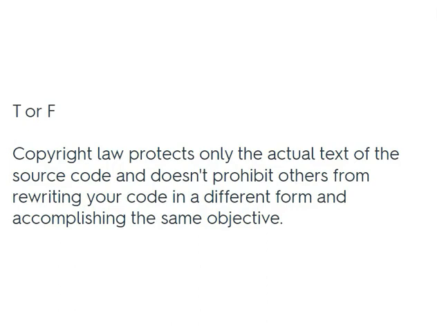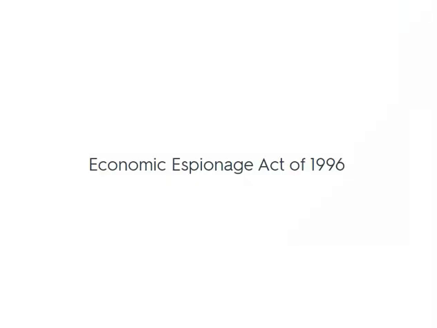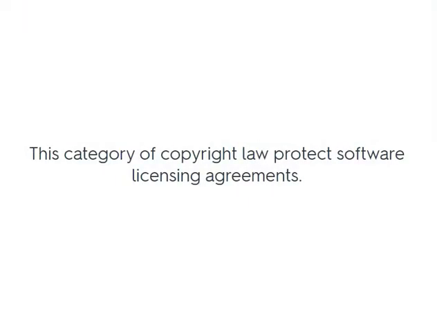True. T or F. Copyright law protects only the actual text of the source code and doesn't prohibit others from rewriting your code in a different form and accomplishing the same objective. True. Economic Espionage Act of 1996. This category of copyright law protects software licensing agreements.